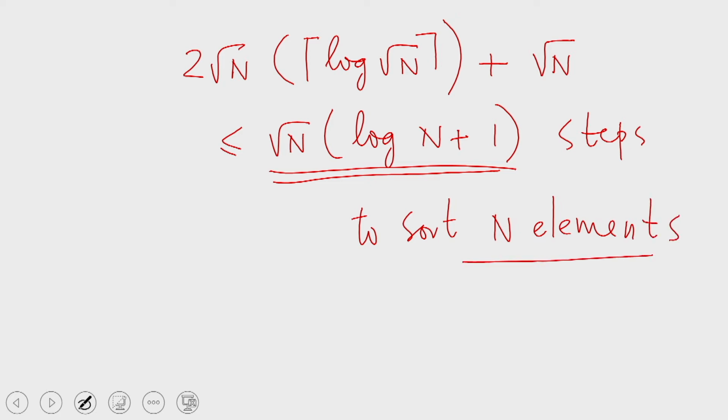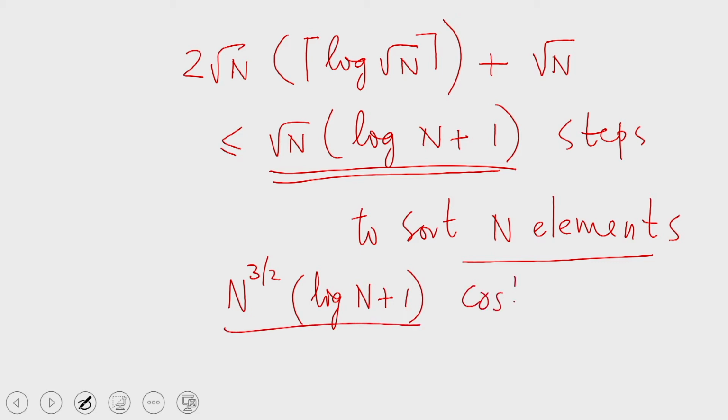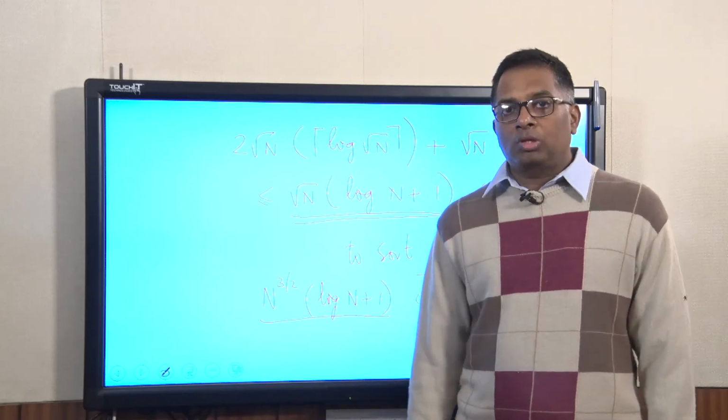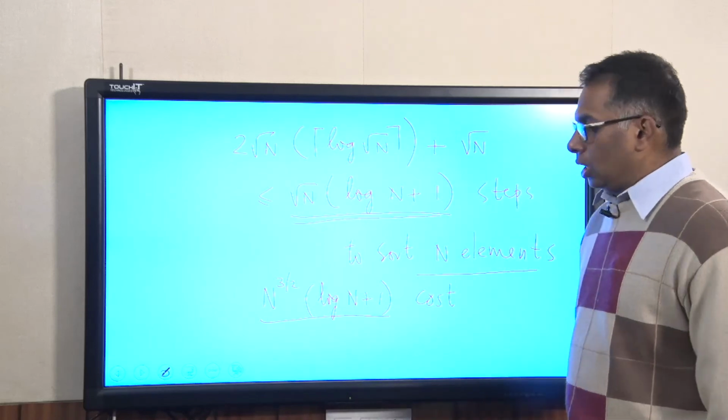What is the cost of the algorithm then? We have n processors. So, n power 3 by 2 times (log n plus 1) is the cost of the algorithm, which is surely suboptimal, because the sequential time complexity of the problem is order of n log n.